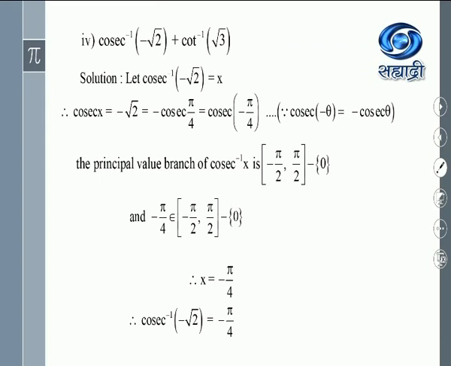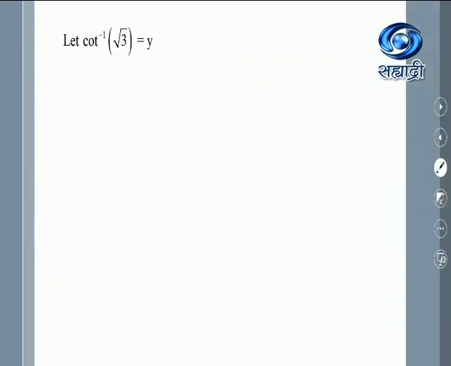Now find out for cot inverse of root 3. Actually orally we can find the angles. Remember, these inverse trigonometric functions mean we are finding the angles for which the value is root 3. Now we find the value for cot inverse of root 3. With the same procedure we follow. Let cot inverse of root 3 is equal to y. Using the definition, cot y is equal to root 3. Find the angle y for which cot of that angle is root 3.